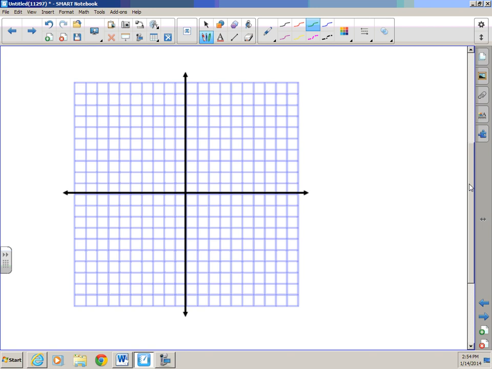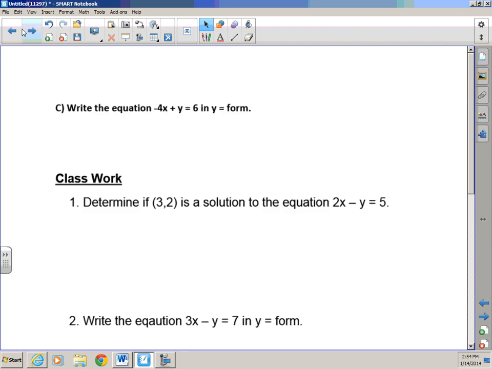So now I plot my points. And lo and behold, they connect to a straight line. Please make sure when you graph a line that you put arrows on the end. Okay? Now, I want to solve this equation by getting y all by itself.